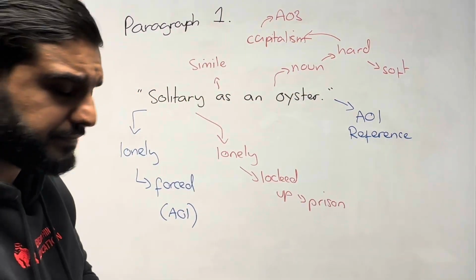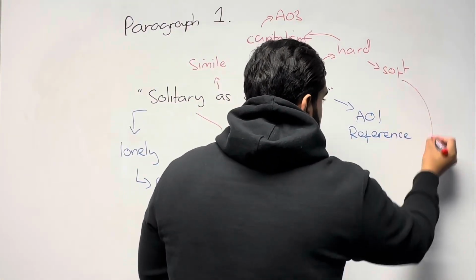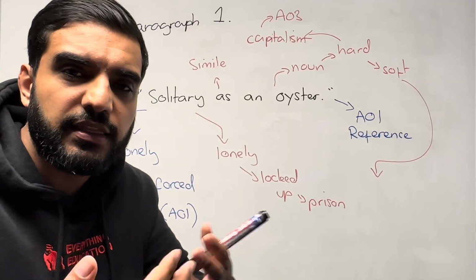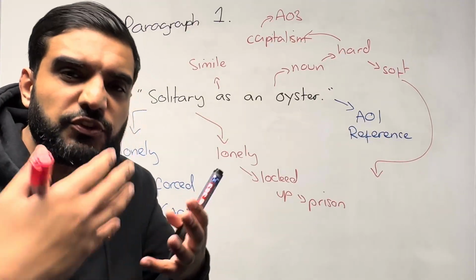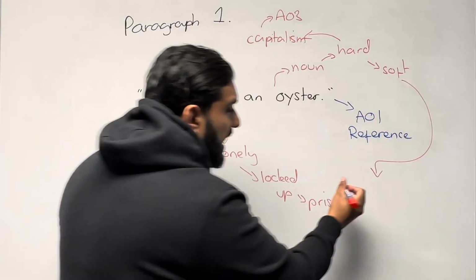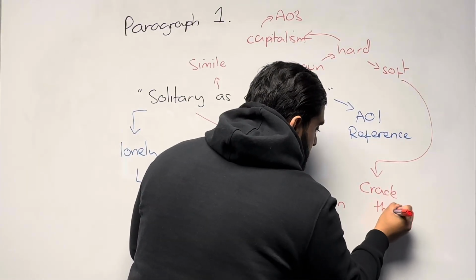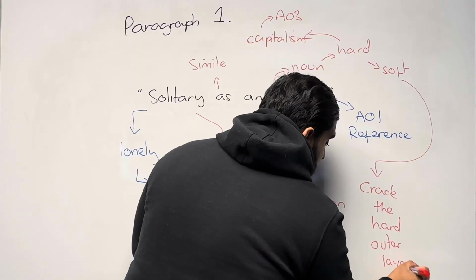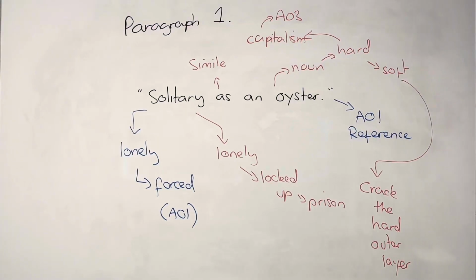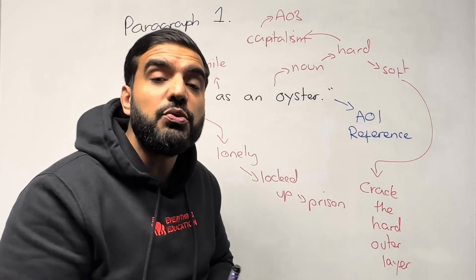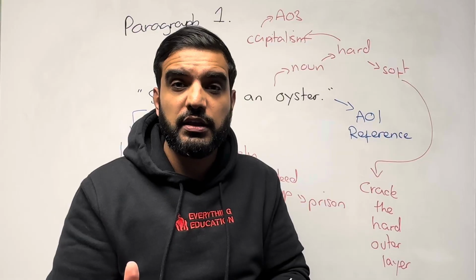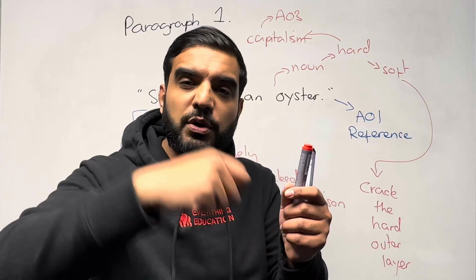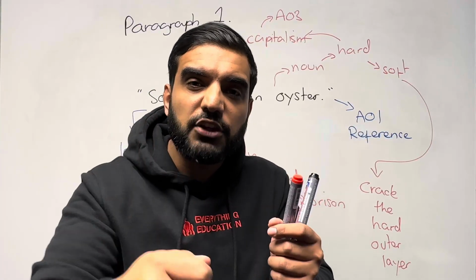Now we got to take it further. An oyster, guys, an oyster is soft on the inside. So now we bring in the other characters. Now we bring in the ghosts or the spirits, and we talk about the idea how they crack the shell. Guys, they crack the hard outer layer. That is what these characters do. They chip and they chip and they chip away. But don't say they crack the shell of the oyster. Because remember, that shell is a symbol of capitalism. They chip away at the belief of capitalism that Scrooge holds.